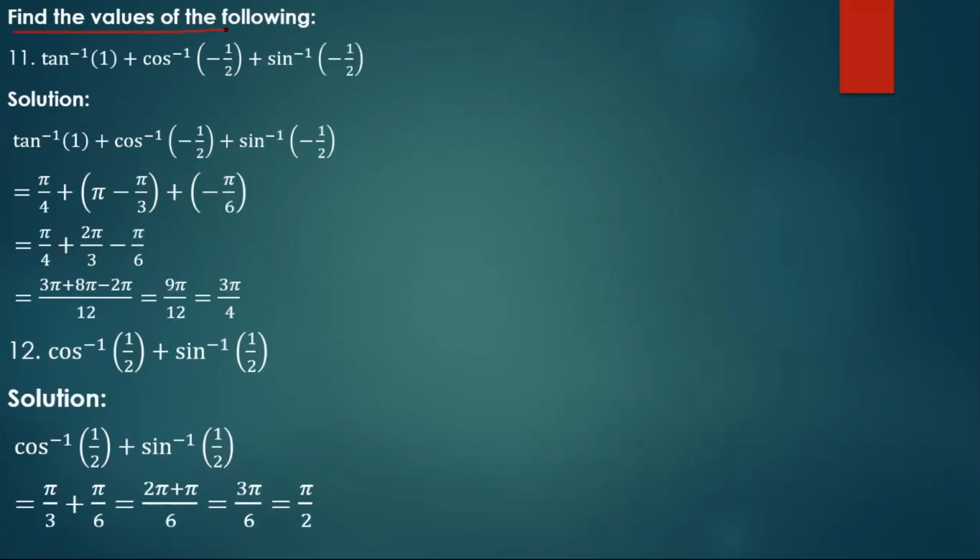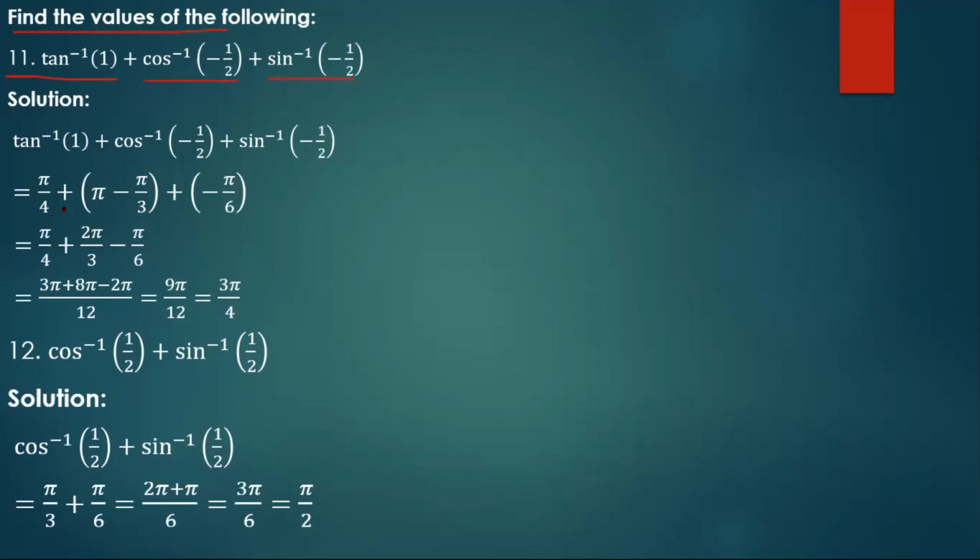Find the values of the following. 11th problem: tan inverse 1 plus cos inverse negative half plus sine inverse negative half. Okay, so tan inverse 1. When is tan inverse 1? At pi by 4, right? Yes, it is pi by 4. See, some simple examples I explained in the beginning.